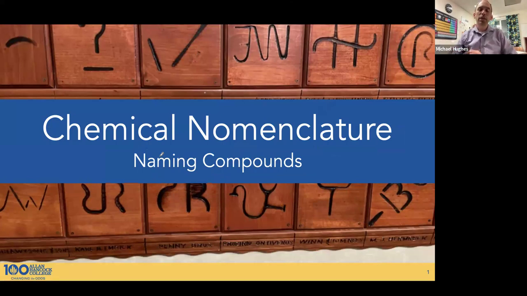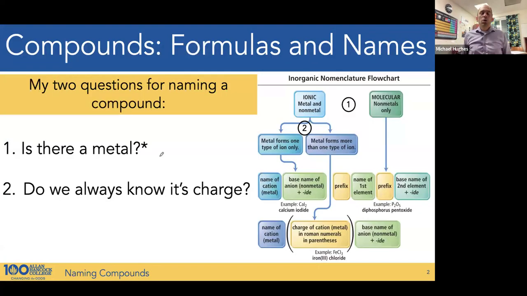Okay, so continuing our conversation about chemical nomenclature, this is just a brief conversation about how we go about naming compounds. So when I go into naming a compound and I look at a new compound, I ask myself two questions. Is there a metal? And if there is a metal, do we always know the charge of that metal?